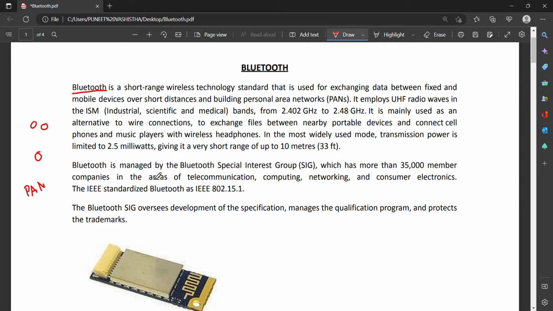Bluetooth is managed by the Bluetooth Special Interest Group, that is SIG, which has more than 35,000 member companies in the areas of telecommunication, computing, networking, and consumer electronics. The IEEE standardizes Bluetooth as IEEE 802.15.1. This is not that important, but the important part is that Bluetooth is managed by the Bluetooth Special Interest Group. Okay, it is managed by this group only.